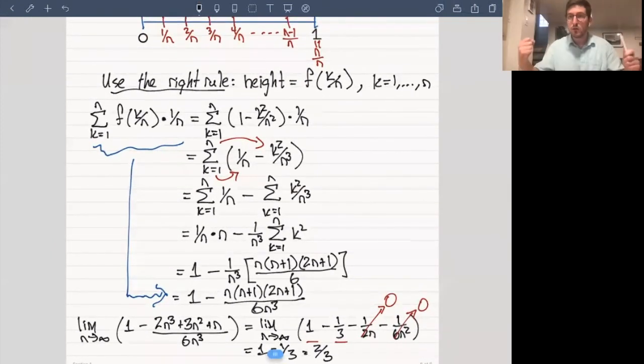It should be 2/3. So taking 1,000 rectangles is not a bad thing in this case, right? We can see that we got a very nice approximation and that we got this nice convergence based on these Riemann sums. Okay, so we're going to come back to this in the next lecture.